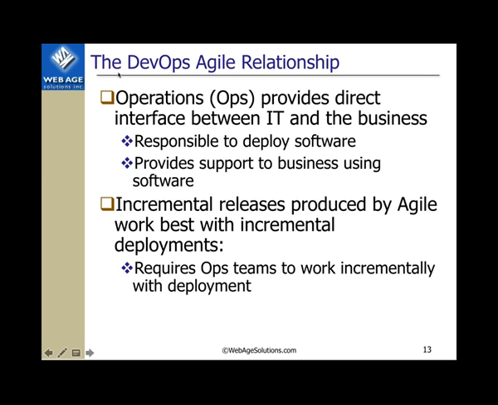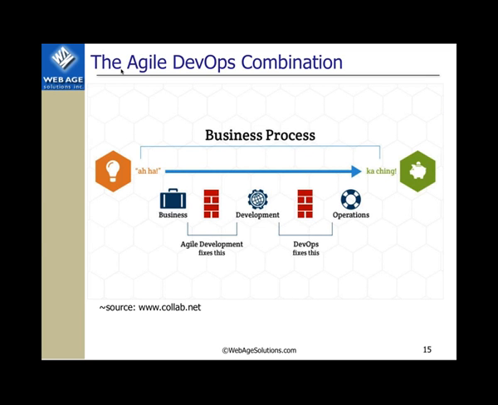So it should be relatively clear that there's a relationship between the kinds of practices that we do in DevOps and the kinds of practices that we do in Agile. Operations plays a role as the direct interface between IT and the business. The operations group is responsible for actual deployment of software and then supporting the business that is actually using the software. So they tend to be the part of the organization that, from a use of software point of view, are the ones who are accountable for the effectiveness of the use of software.